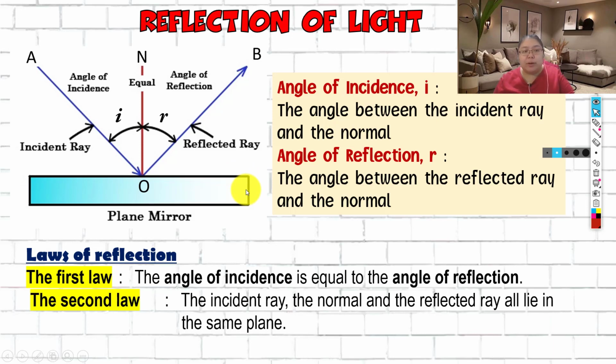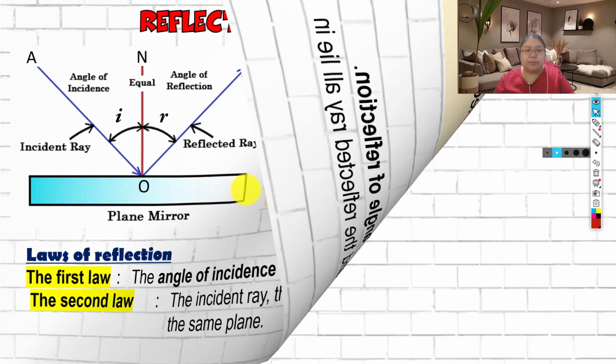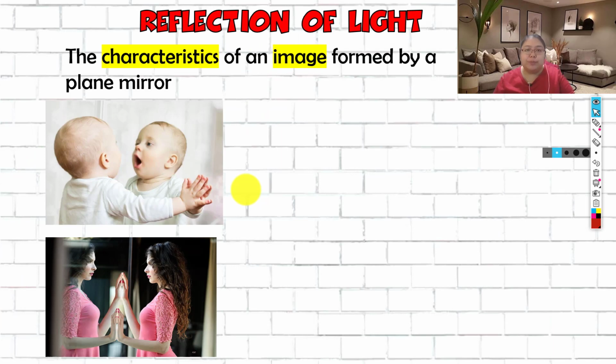Okay, so we finish the first part. We know the structure for refraction and we know the law of refraction. Then we continue. The next one is the characteristic of the image formed by the plane mirror. This one is an example of the diagram.